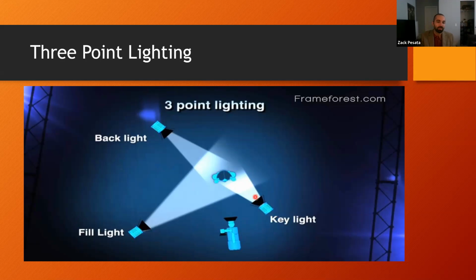But often filmmakers don't want that. They want something a little bit more naturalistic. So you add a fill light on the other side of the subject to fill in those leftover shadows. And then you have a backlight behind the subject to give them maybe a little bit of hair light to separate them from the background, especially if it's like a black background. That'll make them kind of pop out more.